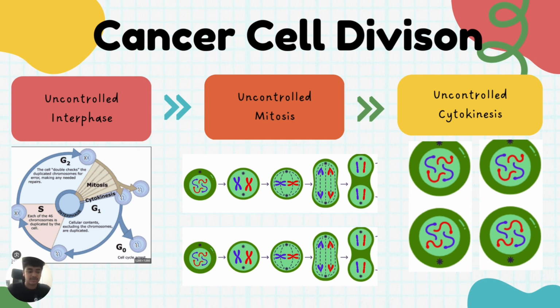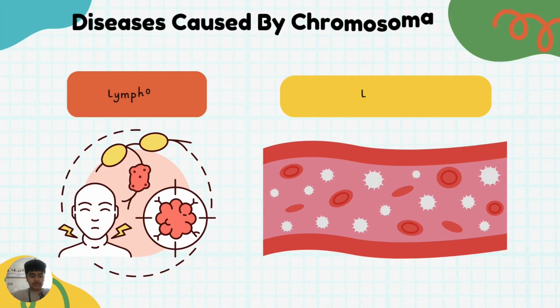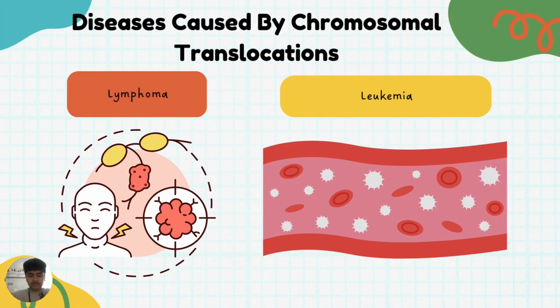And now you might ask, why are lymphoma and leukemia caused by chromosomal translocations? Well, that is because they are types of cancer. Diseases can be caused by chromosomal translocations. Well, there are two. The first one is lymphoma, and the second one is leukemia.